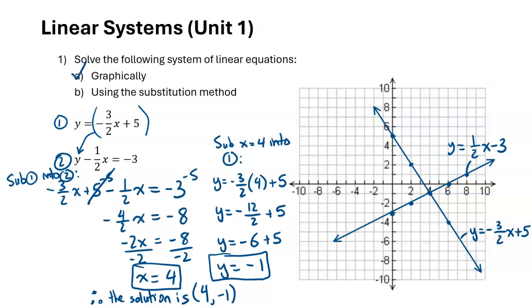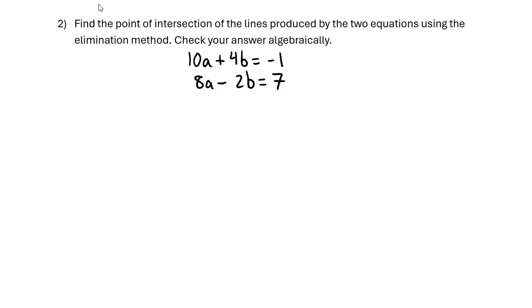You'll notice that's the same point we have on the graph as well, 4, -1. That's exactly what we did graphically. So both of them produce the same answer, which we want.